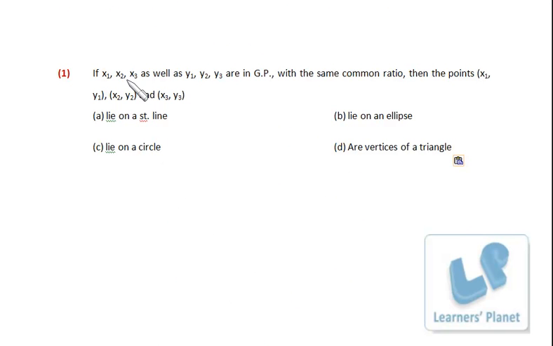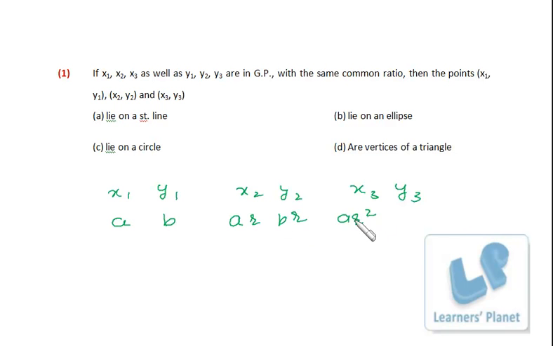Now x1, x2, x3 as well as y1, y2, y3 are in GP with the same common ratio. Then the points are x1, y1, x2, y2 and x3, y3. So what I do is I assume x1 as A and y1 as B. Now x1, x2, x3 in GP with the same common ratio, so I assume it to be AR, AR square, then BR, BR square, right?